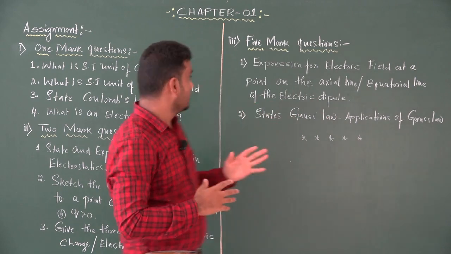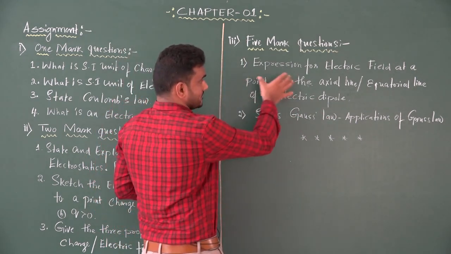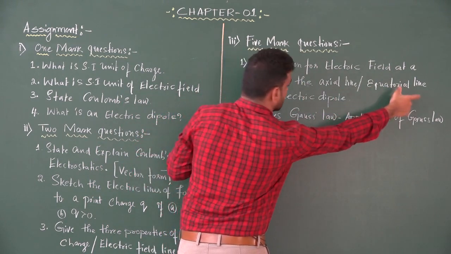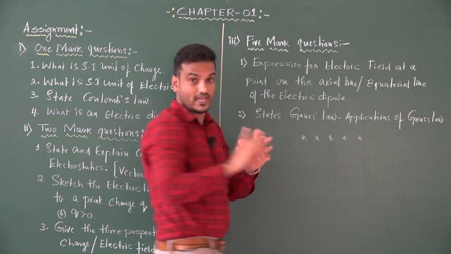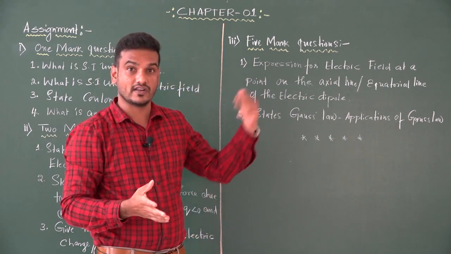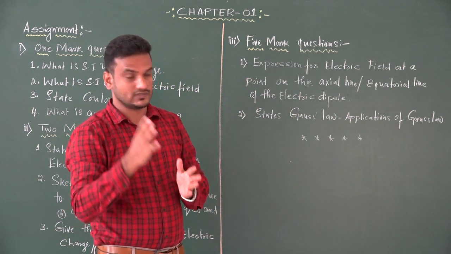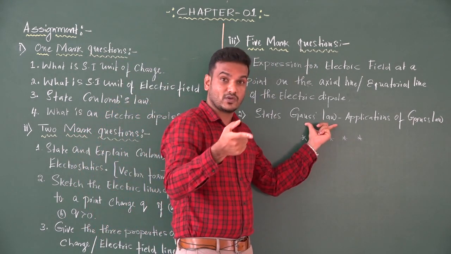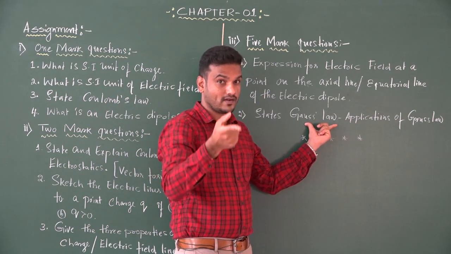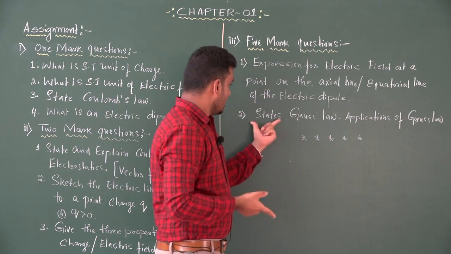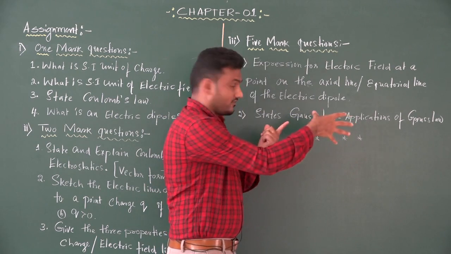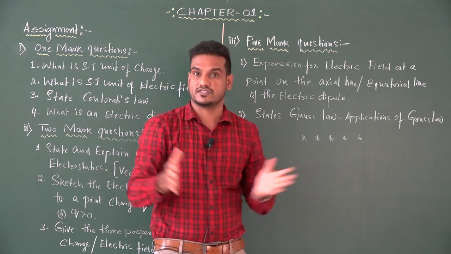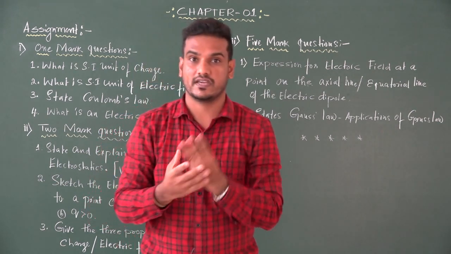Then similarly we have 5 marks questions. Expression for electric field at a point on the axial line or equatorial line of the electric dipole, any one, either axial line or equatorial line, the whole derivation is supposed to be written. The second one, state Gauss law in electrostatics. They can frame it for 1 mark also, or in the 5 marks question itself, state Gauss law and applications. Along with the applications, we learned 3 applications.